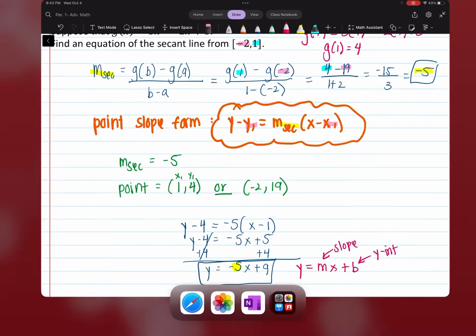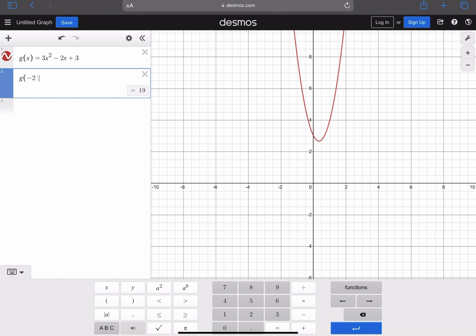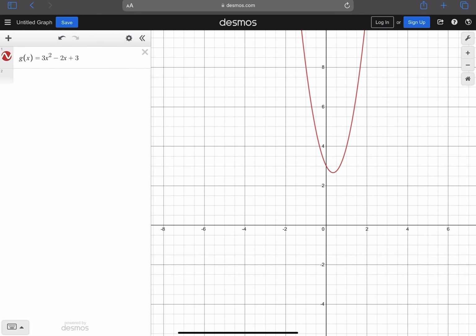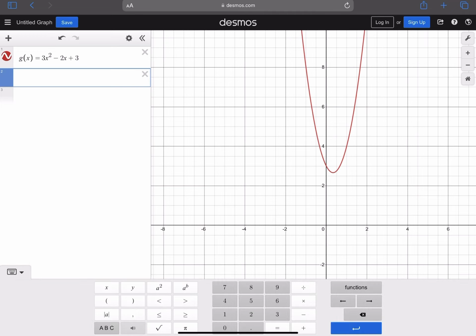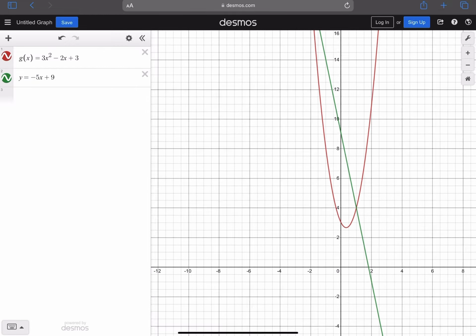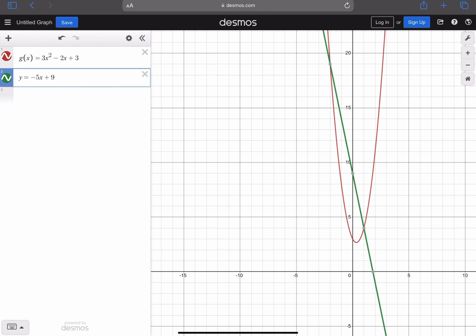Okay, so if I were to go into the graph, obviously we see that the function is already graphed there for us. We can now go ahead and graph our secant line. So y equals -5x plus 9. And we see that it goes through the points at -2 and 1. So there is our equation of our secant line that has a y-intercept of 9.